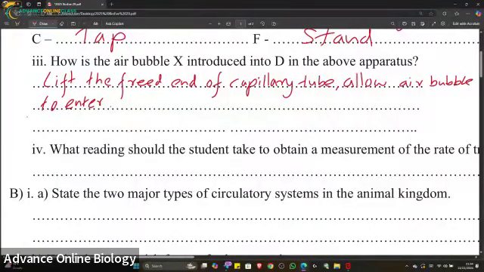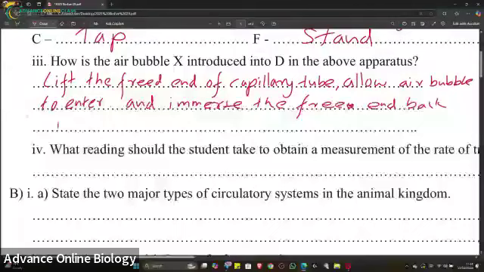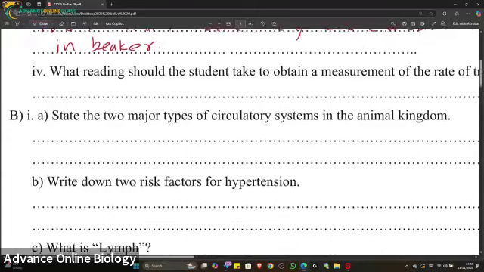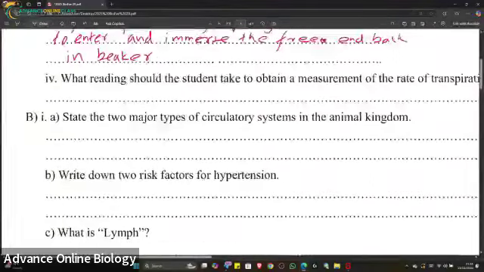Allow air bubble to enter, and immerse the free end back in the beaker. All right. Okay. Then we are moving to the next one, people.